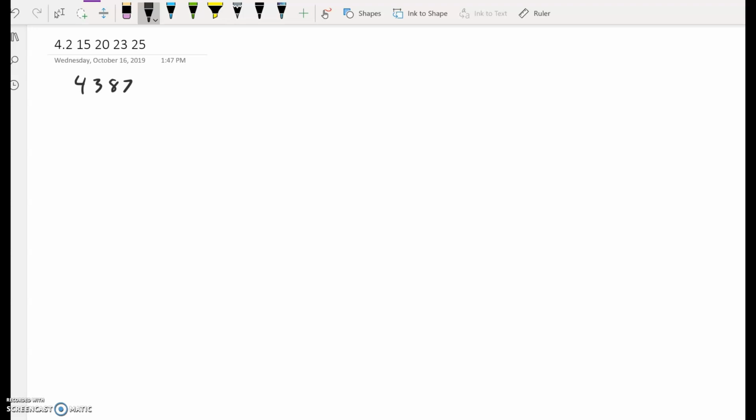In our number system, this 4 isn't just a plain 4. It stands for 4 of something. These are ones, tens, hundreds, thousands, so it's 4 thousands. It's 4 times 1,000 plus, it's not just a 3. Each of those 3's is worth 100, so it's not 3, it's 300.